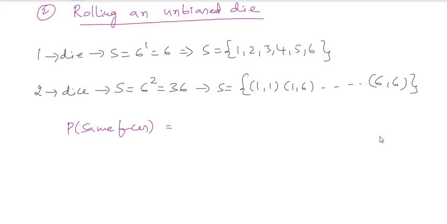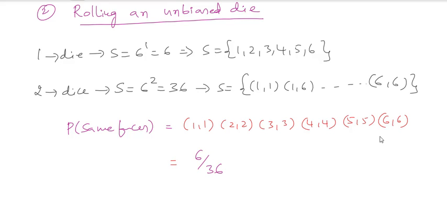The same faces means 1 comma 1, 2 comma 2, 3 comma 3, 4 comma 4, 5 comma 5, 6 comma 6. So these are the outcomes. What is the answer for this? Total 6 will be there, so 6 divided by the sample space, which is 36.